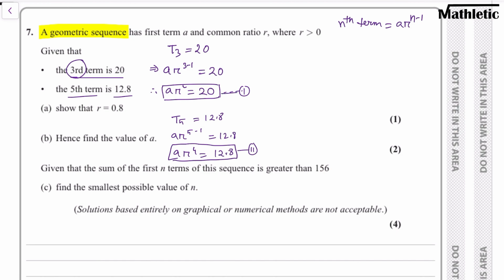So we will be solving these two simultaneous equations. For GP, it's better to actually divide the equations. You can always use the substitution process, but I prefer dividing. It makes it easier. So I'm dividing equation 2 by 1. So from the left side, you will select the values.